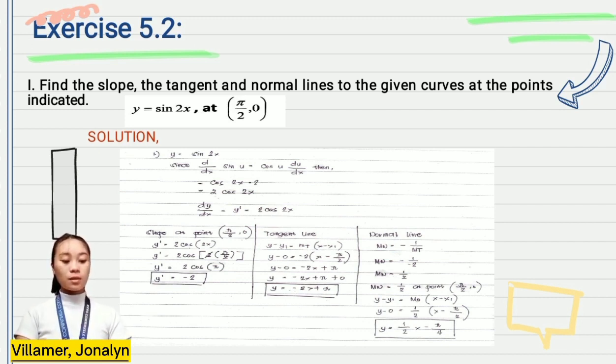For the tangent line, y minus 0 is equal to negative 2 times x minus pi over 2. y minus 0 is equal to negative 2x plus pi. So y is equal to negative 2x plus pi plus 0. So the answer is y is equal to negative 2x plus pi. In the normal line, y minus 0 is equal to 1 over 2 times x minus pi over 2. So the answer is y is equal to 1 over 2 x minus pi over 4.